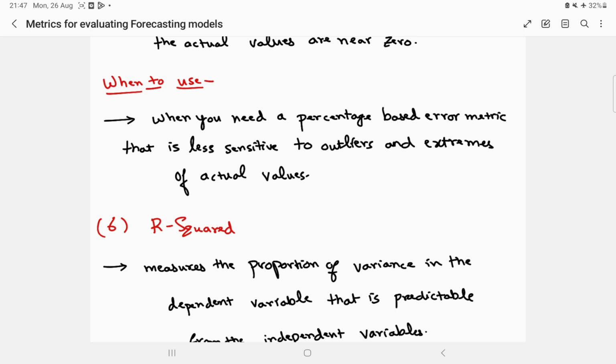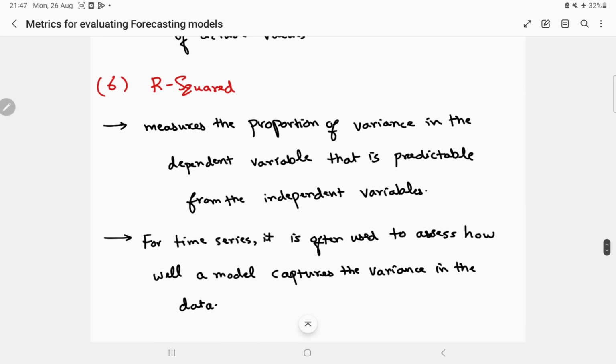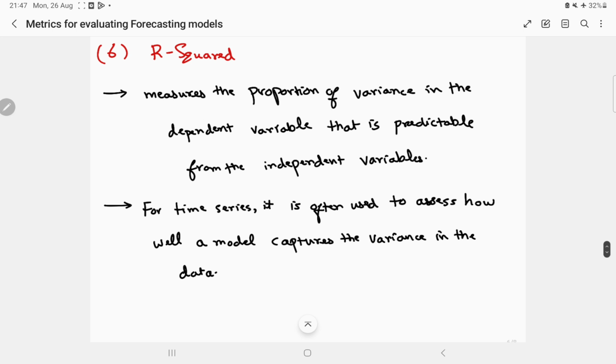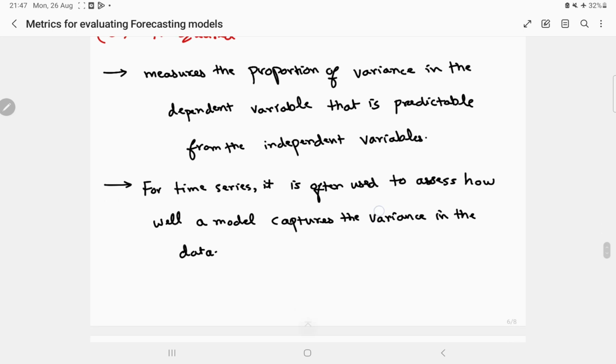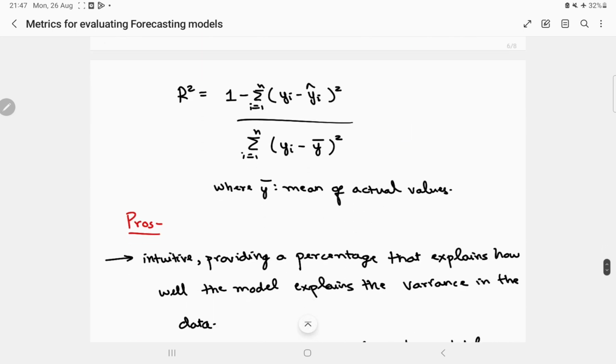And let's talk about the next metric in our list, that is R squared. R squared basically measures the proportion of variance in the dependent variable that is predictable from the independent variables. And for time series, it is often used to assess how well a model captures the variance in the particular data. And R squared also is a very popular metric in regression based problems as well.